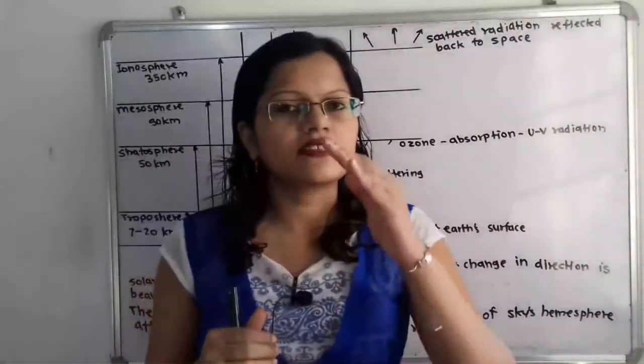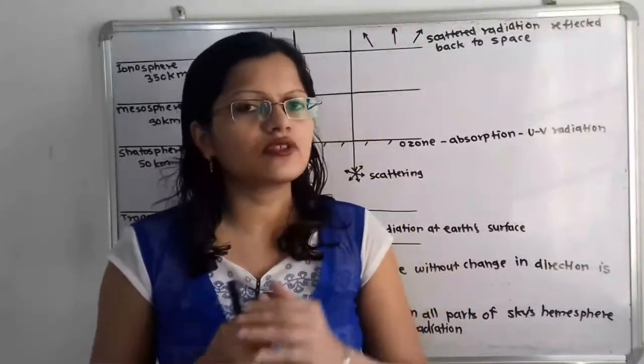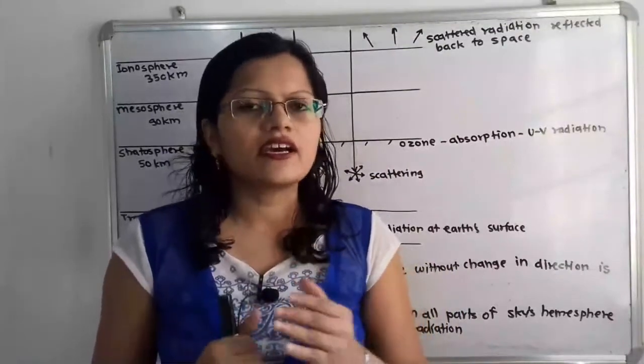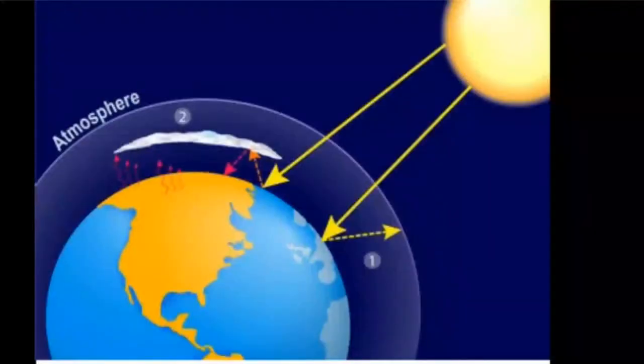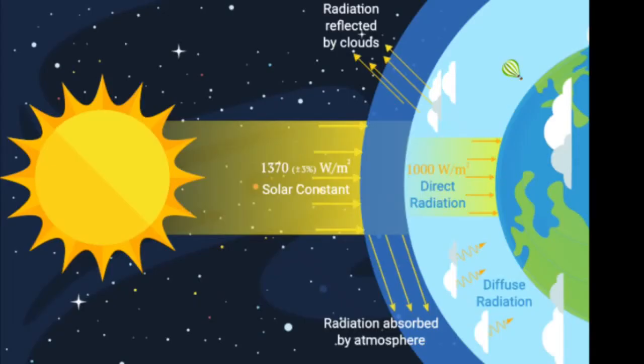When the sun's radiation passes through these atmospheric layers, there are different processes, that is absorption and scattering. Why do absorption and scattering of the sun's radiation happen in these layers? Because there are different gases contained in the atmosphere, as well as water vapor and particulate matter. Now we will understand the characteristics of these layers.